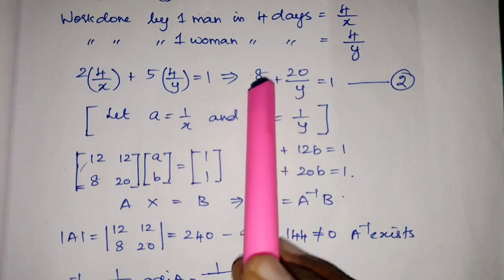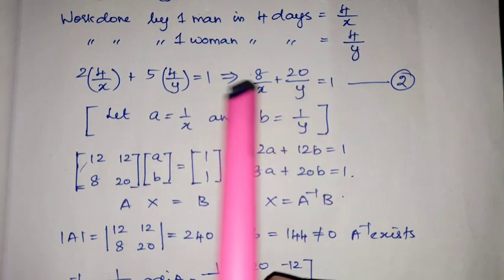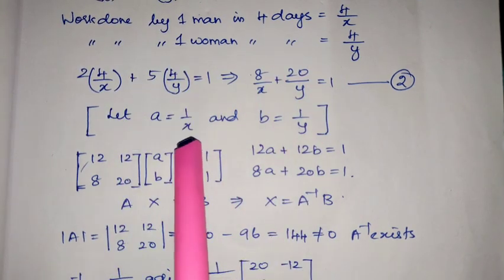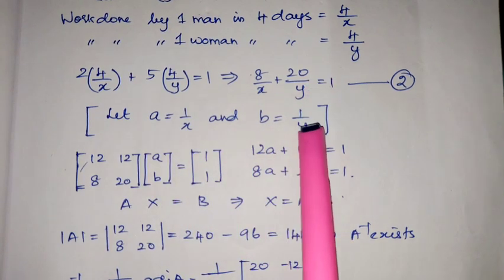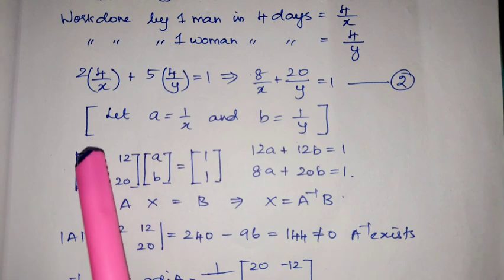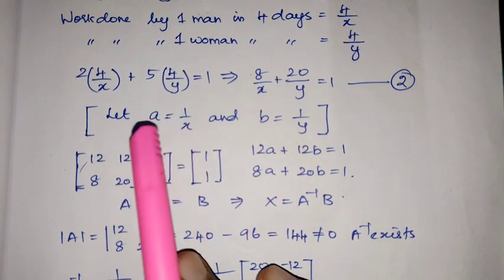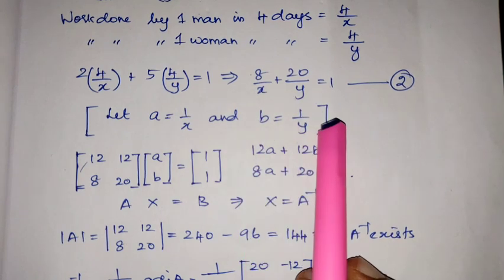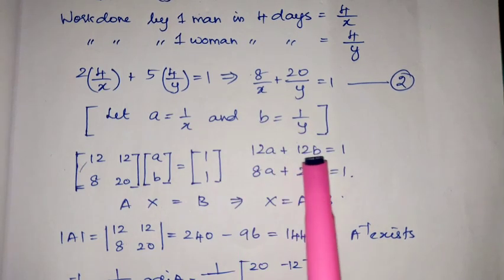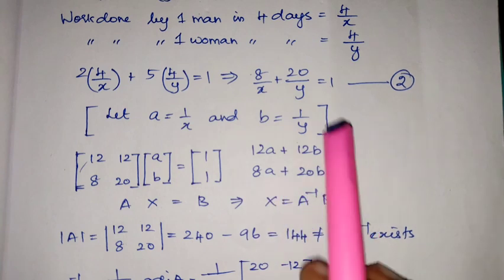So see here, this is 1 by x and 1 by y. We can take 1 by x as a and 1 by y as b, then we can proceed with the problem. So now you can write the equations by replacing 1 by x with a and 1 by y with b. So you have 12a plus 12b is equal to 1, the first equation, and 8a plus 20b is equal to 1, the second equation.